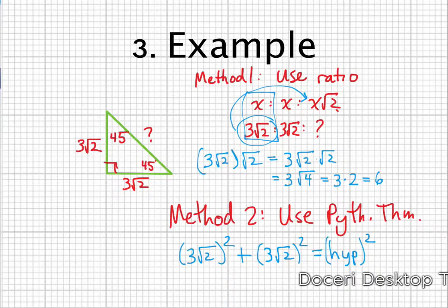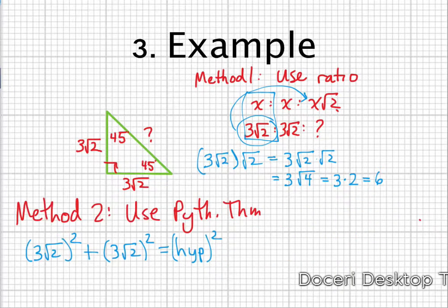So actually I'm going to move some stuff around here so I have more room. Okay, so when I square, I have to square everything. So 3 squared is 9. And square root of 2 squared, the square and the square root cancel each other out. So this is 9 times 2. Plus another 9 times 2 equal to your hypotenuse squared. So 9 times 2 is 18, so this gives me 18 plus 18 equal to my hypotenuse squared.